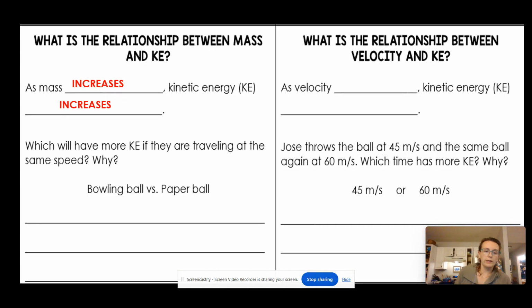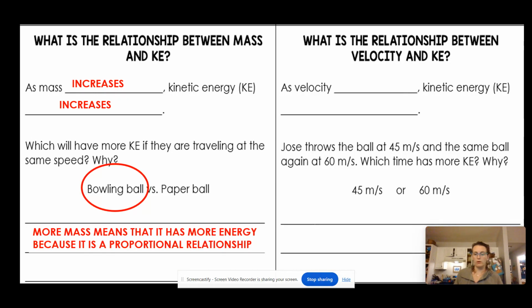Which would have more kinetic energy if they were traveling at the same speed, and why? So we have a bowling ball and a paper ball. I do not own a bowling ball, but let's get the point. Bowling balls are usually sometimes 8 to 12 pounds, but we're going to pretend they're kilograms, okay? So 8 to 12 kilograms. Then a paper ball is going to be less than a kilogram. So which one is going to have more kinetic energy?